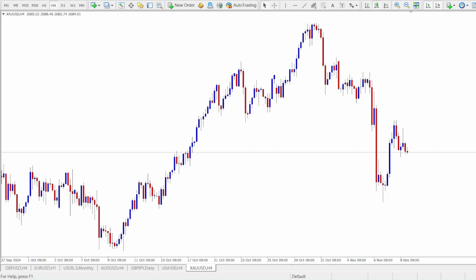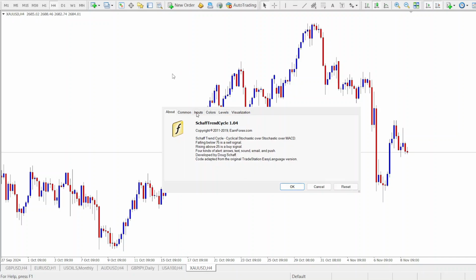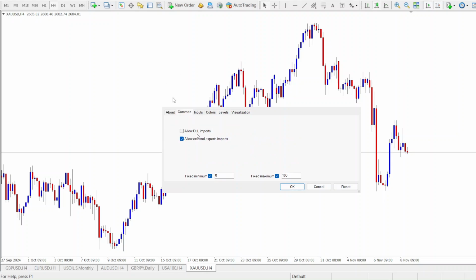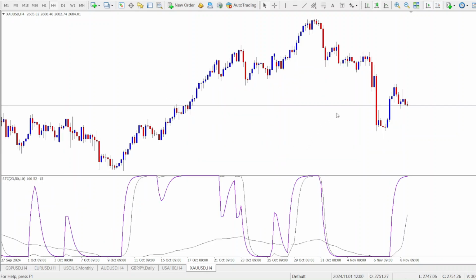Now we're just going to be exploring the best settings for the STC indicator. I'm going to load the indicator to the charts right away. So here we have the Schaff Trend Cycle indicator. Okay, this is how it looks.